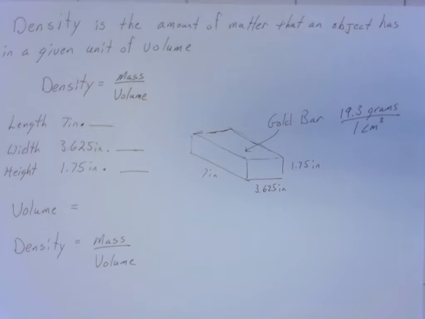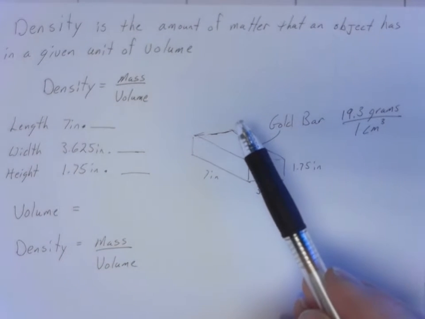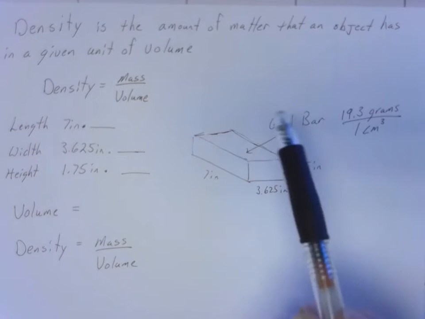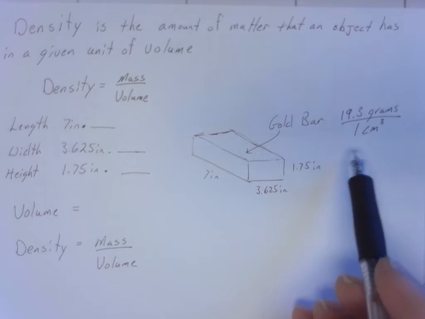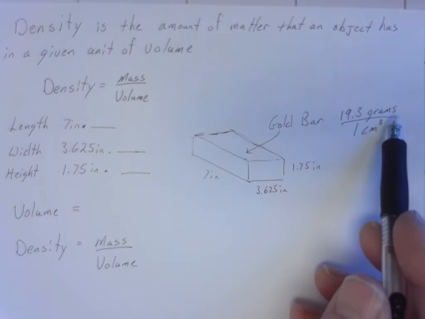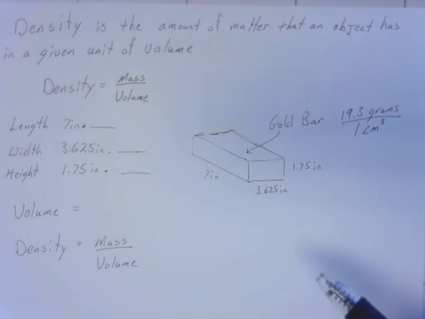So using the formula here, the diagram shows the dimensions of a standard gold bar at Fort Knox. Sorry, mine isn't gold like it is in the book. Gold has a density of 19.3 grams. That's how much it weighs for each 1 cubic centimeter. So for every 1 cubic centimeter.